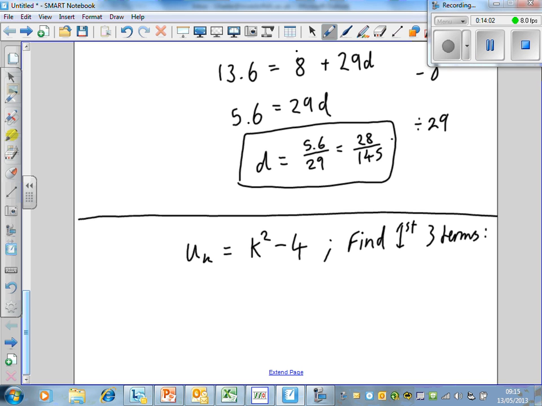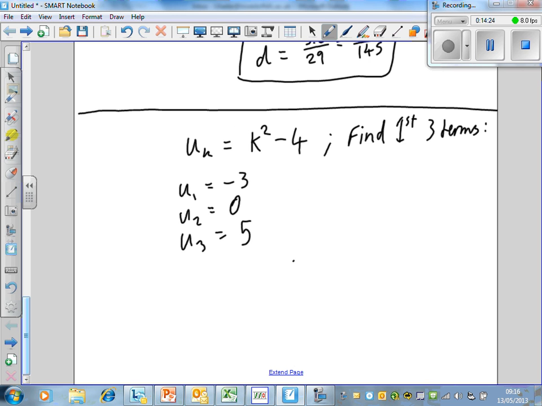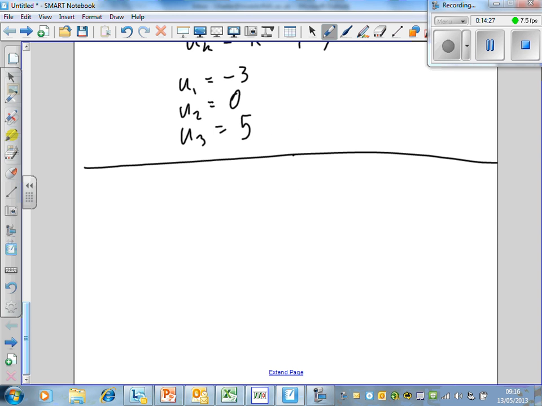Louis. You just put in 1, 2, and 3, and we get our first 3 terms. So U1 is going to be 1 squared minus 4, which is minus 3. U2, 2 squared minus 4, which is 0. U3, 3 squared minus 4, which is 5. This is actually an example of a quadratic sequence, but you don't need to necessarily know that. You could get an even different one. You could get UK plus 1 is equal to 5 plus UK, and U1 is equal to 2.